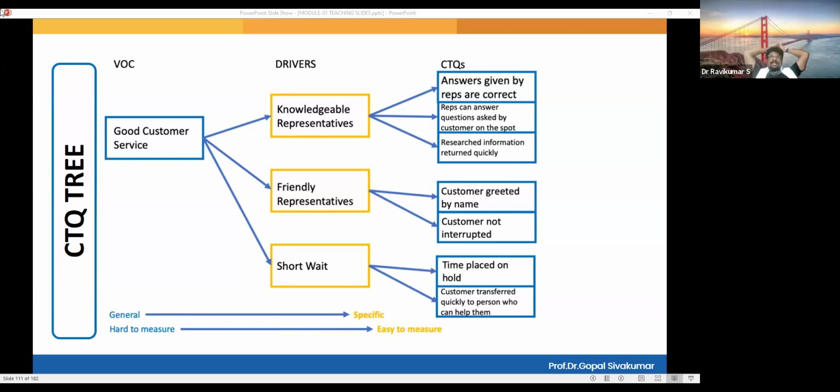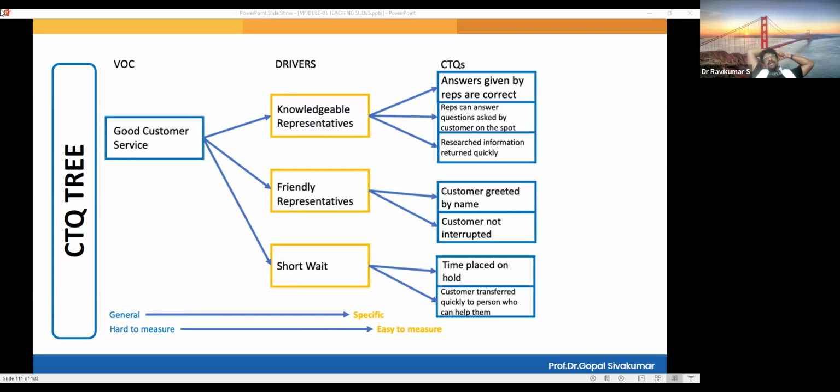So let us say a customer is demanding good customer service. Let us say the customer says, I want very good customer service in that particular bank or car company or insurance company. What does it actually mean? In order to convert the voice of the customer into a CTQ, you need to have drivers. The drivers are the ones which will help you to arrive at the CTQs.